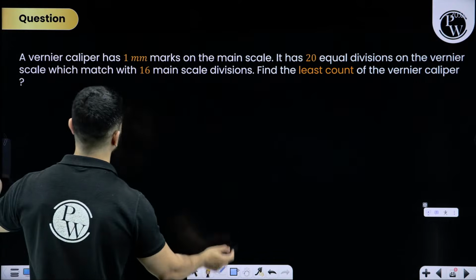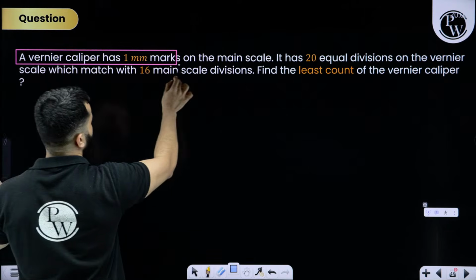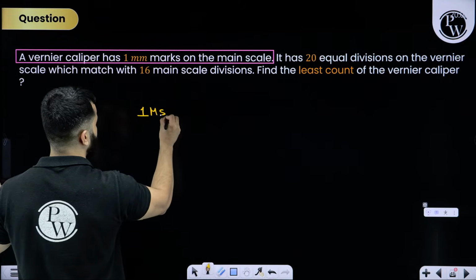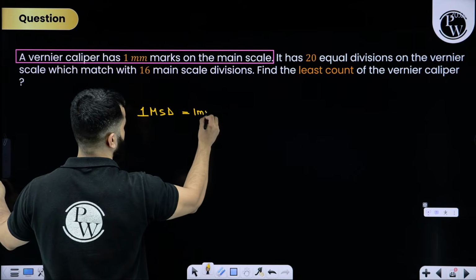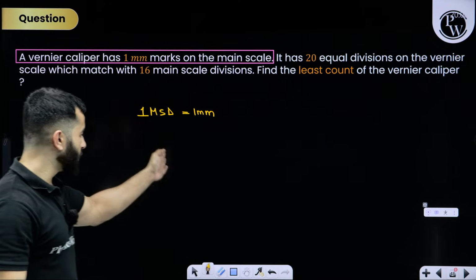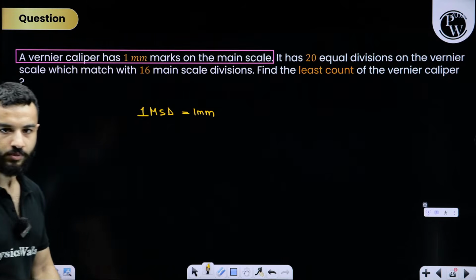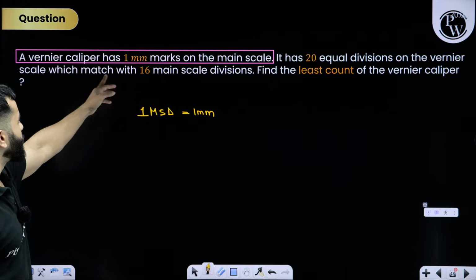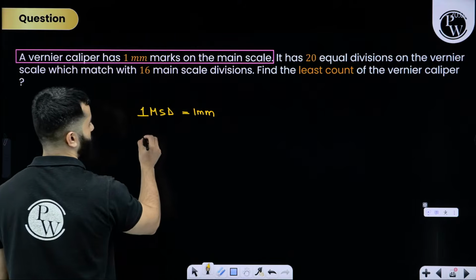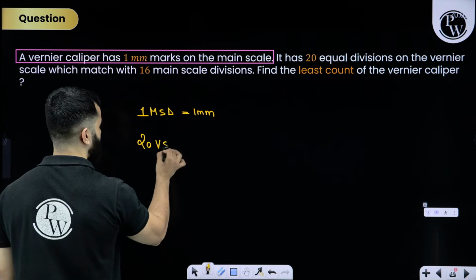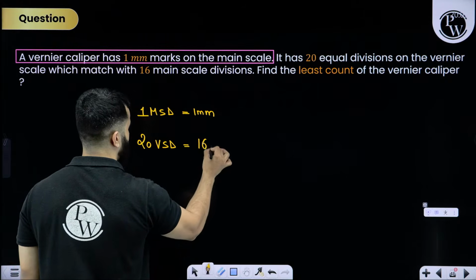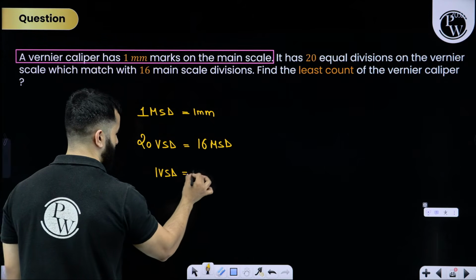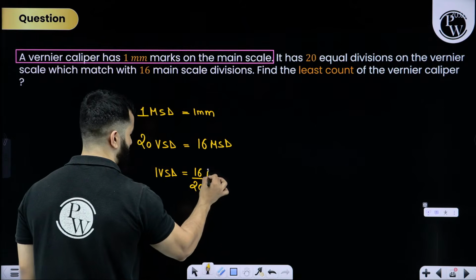Let's suppose a vernier caliper has 1 millimeter mark on the main scale. That means 1 main scale division is 1 millimeter. You have 1 millimeter, then 2 millimeter, then 3 millimeter, then 4 millimeter, and so on. It has 20 equal divisions on the vernier scale which match with 16. So that means 20 VSD matches with 16 MSD. So from here, 1 VSD can be written as 16 divided by 20 MSD.